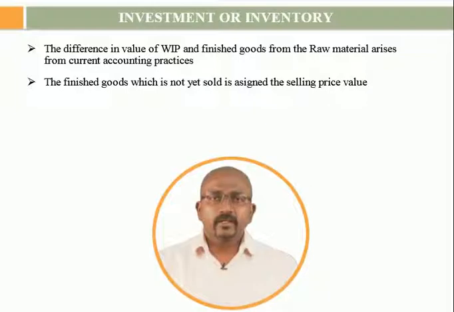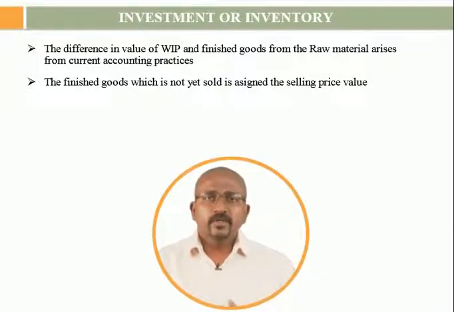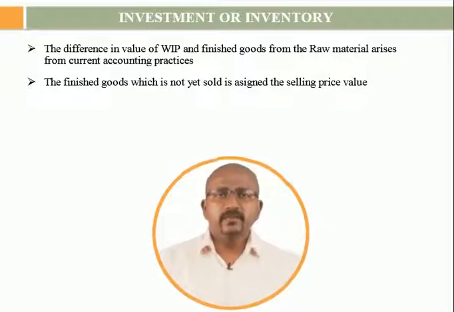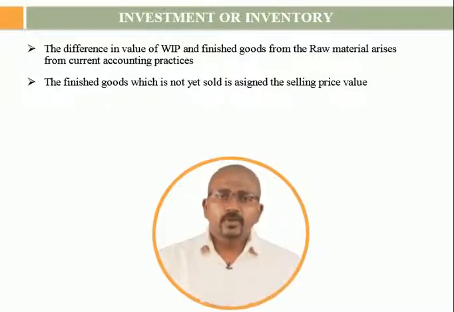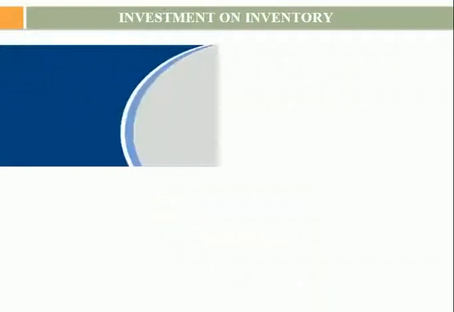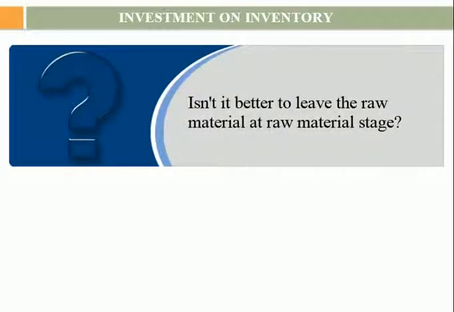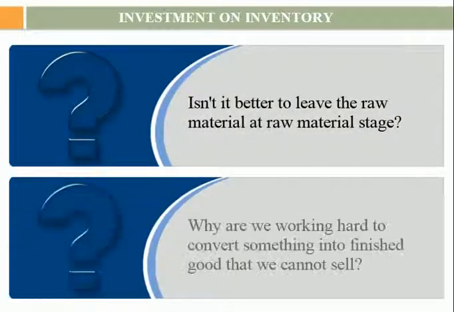If you look at all this from the throughput world, you can just imagine that you have taken the raw material and put it into finished goods. That is what the accounting practices in the throughput world tell us. Isn't it better to leave the raw material in the raw material stage? Why are we working hard to convert something into finished goods that we cannot sell? This is another big impact the throughput world measurements have on our behavior.